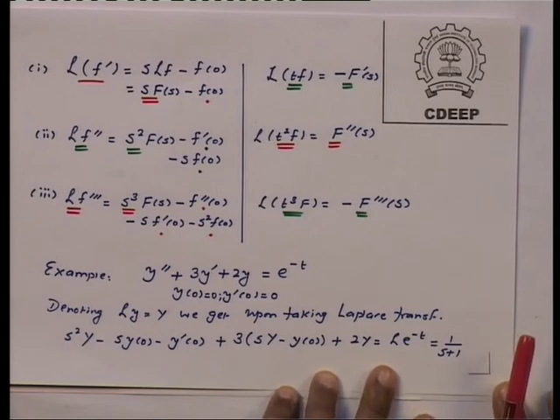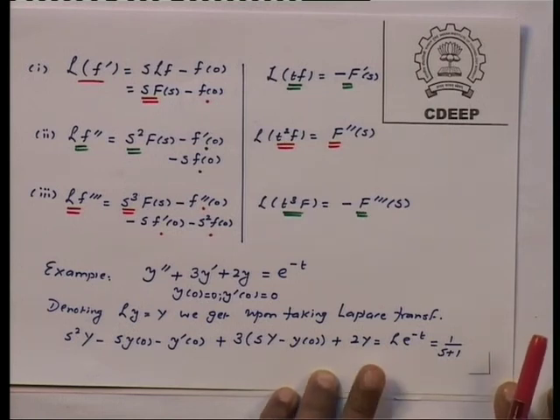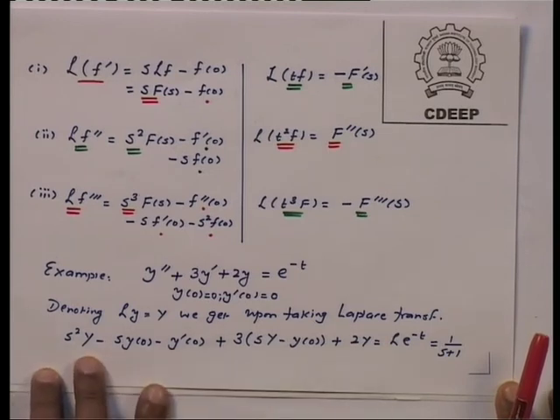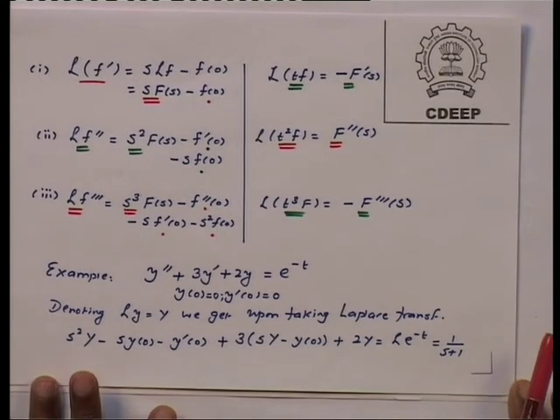Right hand side, what do you have? e to the power minus t. What is the Laplace transform of e to the power minus t? 1 over s plus 1. And the left hand side has simply become an algebraic equation, a linear algebraic equation with polynomial coefficients.